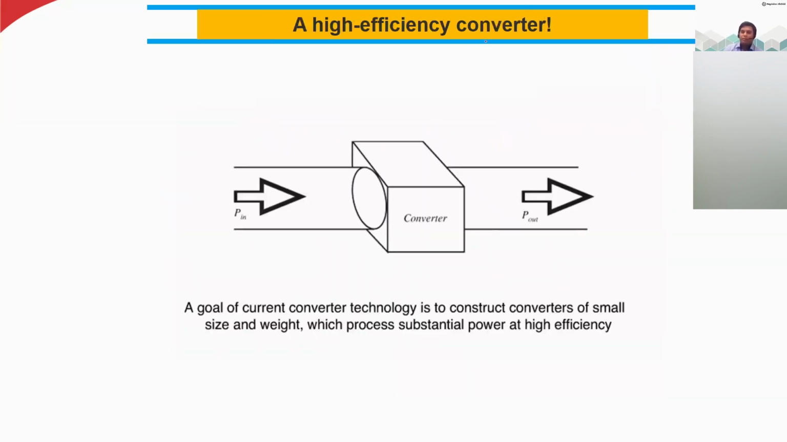High efficiency converter. We are giving power in and getting power out, and we use power electronic devices, power electronics based converters. A goal of current converter technology is to construct converters of smaller size and weight, which process substantial power at high efficiency. I have already shown you one small example, a fan regulator, which we saw just before. You can relate that to this slide. We have the power in, we have the power out, and we have to convert this power in an efficient way to deliver to the load according to the load requirement.